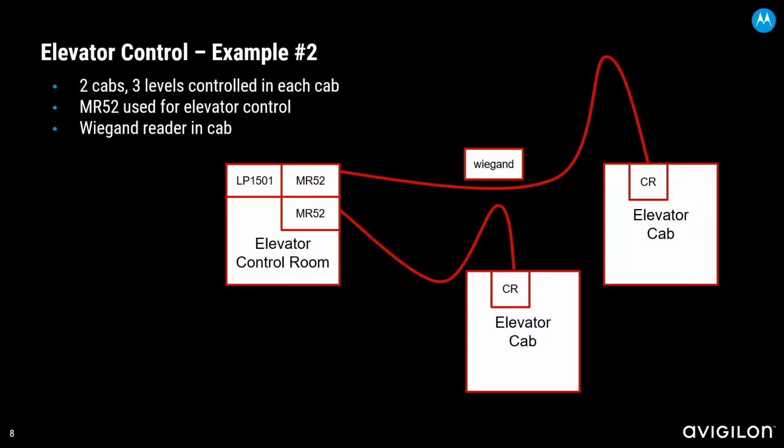I feel comfortable using Weigand. Again, I would probably do OSDP going forward, but if you want to do Weigand, that's fine. You can certainly do that. And you can see here that I've got the MR52s as well as the controller mounted in the elevator control room. And then I have a wire going from each MR52 from the reader port out to the elevator cab, and then from one of the reader ports on the second MR52 out to the second elevator cab.